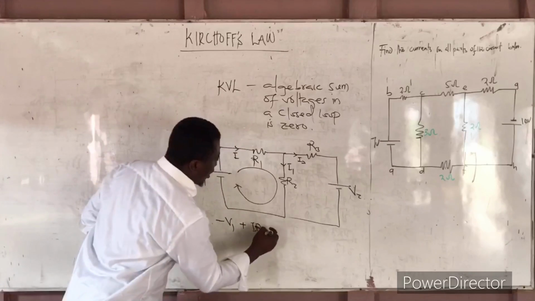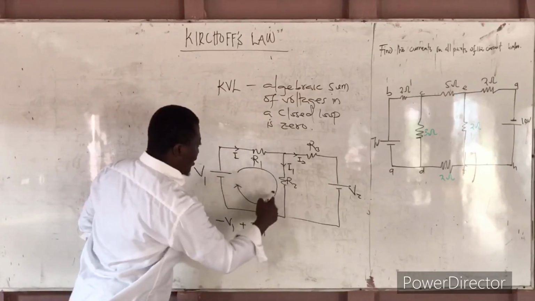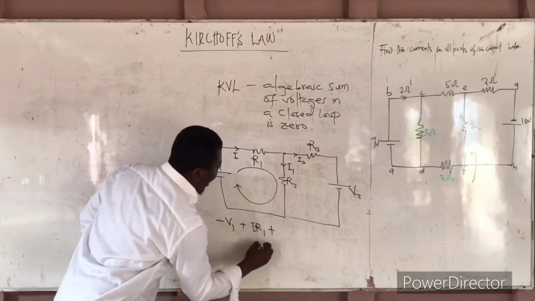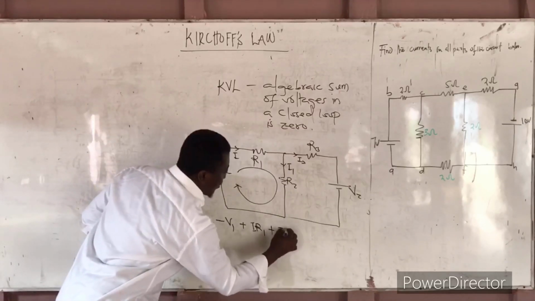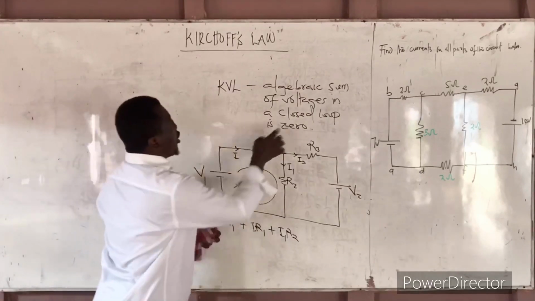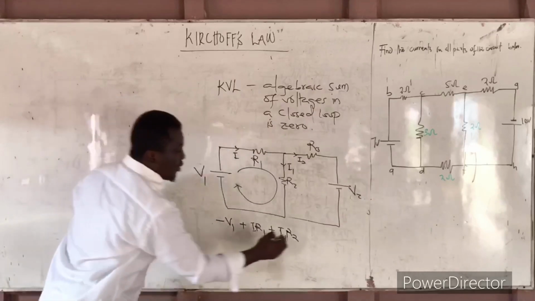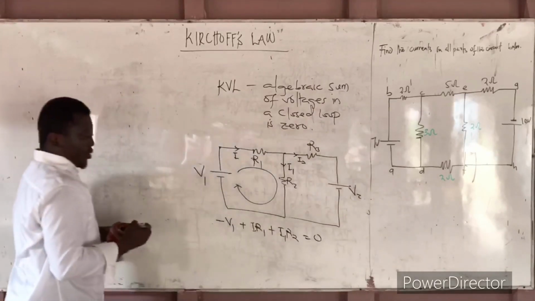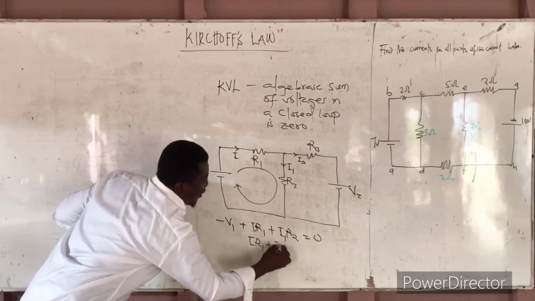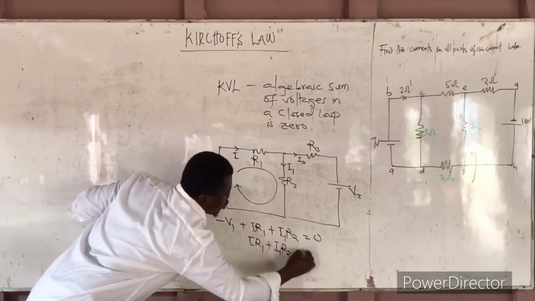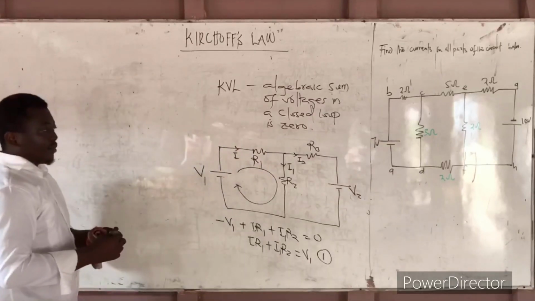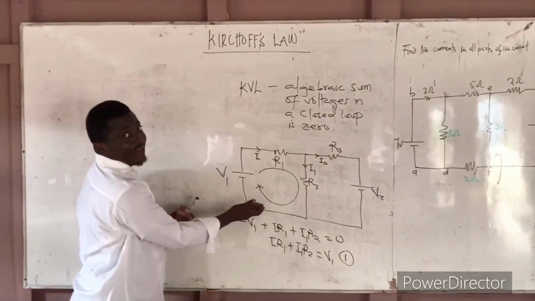So let's keep on with what we are doing. If you continue the loop, you see that it is in the same direction, so you get plus I1 R2. And there is no other thing. From the law, it says that in a closed loop the algebraic sum is 0. So at the end, you end up getting I R1 plus I1 R2 is equal to V1. And that becomes your equation 1. So that is the KVL that I've done over here.